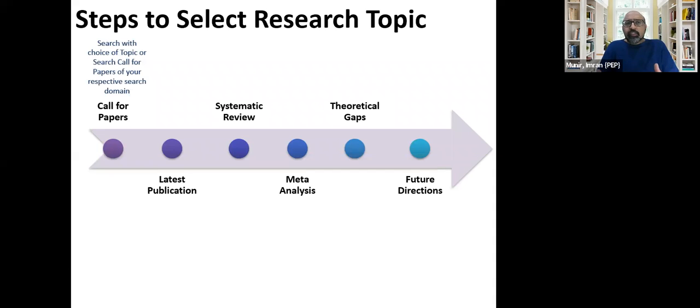Call for papers is actually a search with a choice of topic, or a search for calls for papers in your respective domain. Whatever topic you want to work out, you can do that activity directly. Or the easiest way is to write on Google, just search for the call for papers topic. For example, call for papers on green human resource management, or call for papers on green supply chain, or supply chain management, logistics management, operation management.